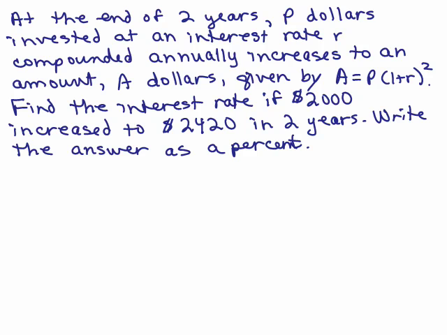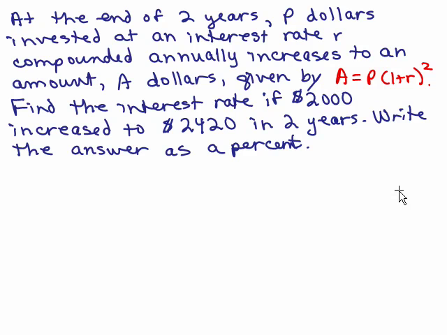Okay, this is an investment problem where we're given a formula, and when we use it, we'll end up having to solve the equation by factoring. So here it is. At the end of 2 years, P dollars invested at an interest rate R, compounded annually, increases to an amount A dollars given by A equals P times (1 plus R) squared. All right, this is where the formula is, right here.